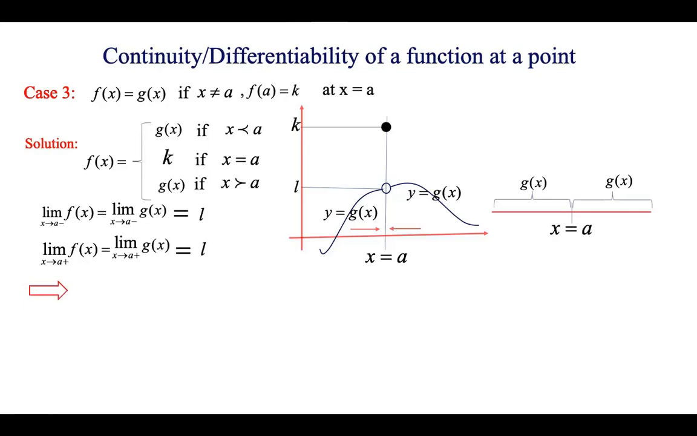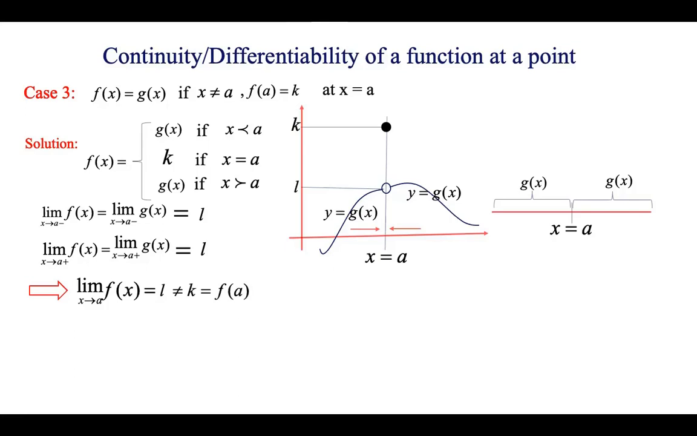So here, for the function f of x, at a, the left limit is L, and the right limit is also L. This implies the two-sided limit as x tends to a exists, and its value is nothing but L. So at x equal to a, the left limit exists, the right limit exists, and both are equal. Therefore, its two-sided limit also exists, which is the common value of the left and right limits, which is L. But this is not equal to k, which is the value of the function.